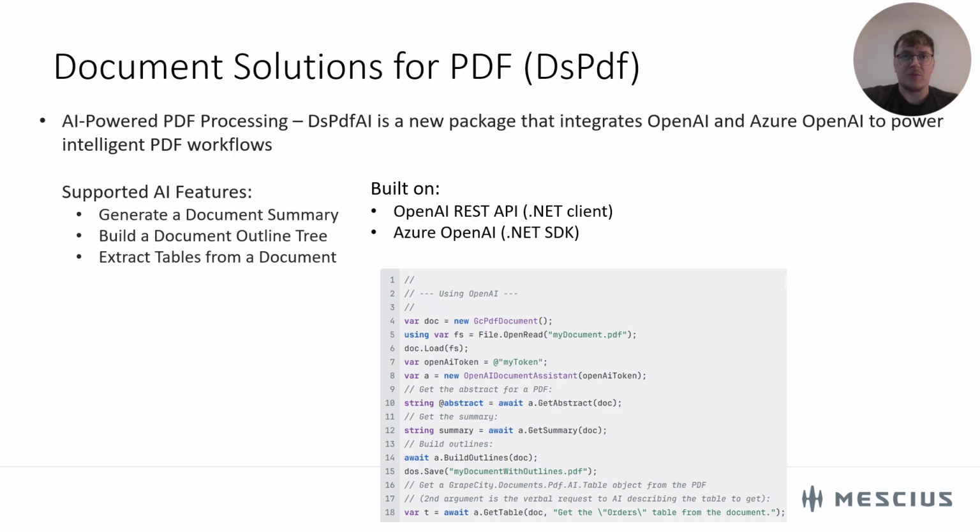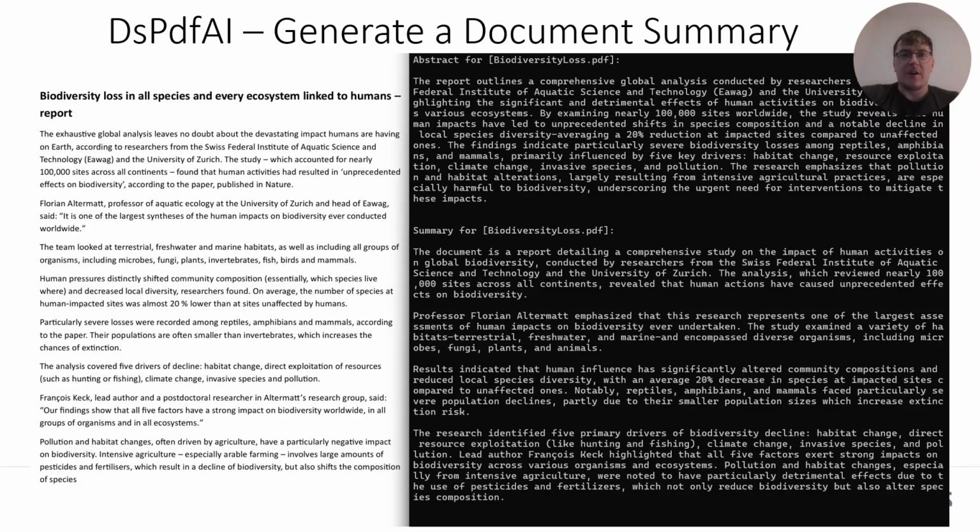These AI interactions work seamlessly with the OpenAI REST API or Azure OpenAI services, giving you flexible deployment options depending on your environment. With the new Generate Document Summary feature, you can automatically produce concise summaries of any PDF by connecting to an OpenAI or Azure OpenAI endpoint. This is incredibly useful for quickly reviewing large, content-heavy PDFs, like research papers, legal contracts, or technical documentation, without having to read every page.